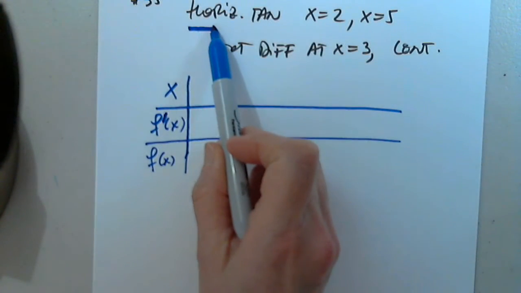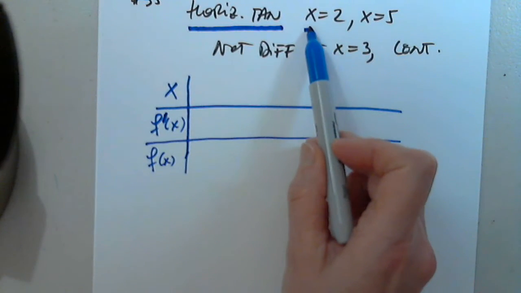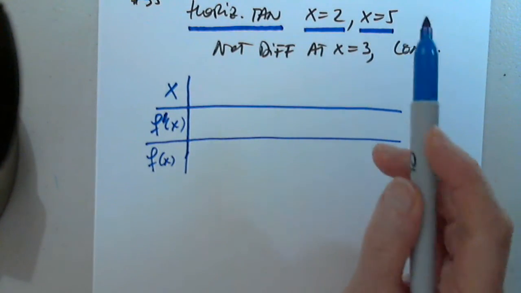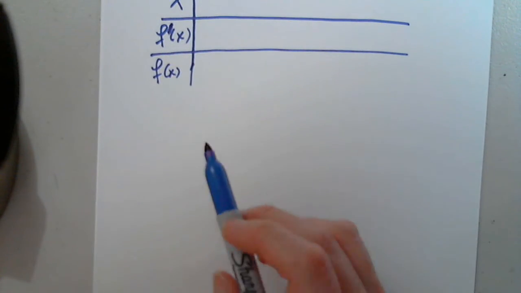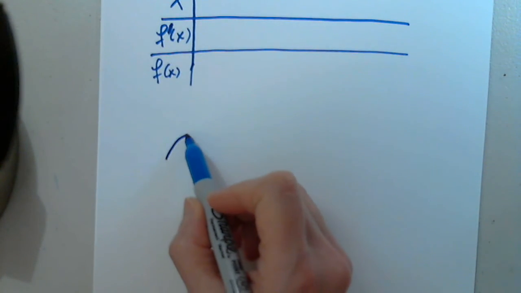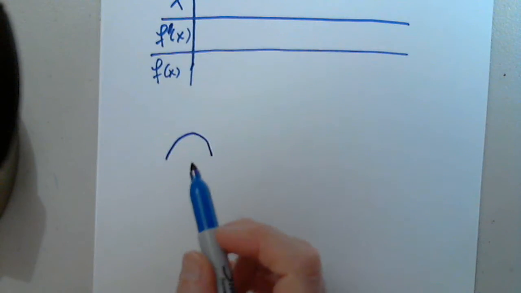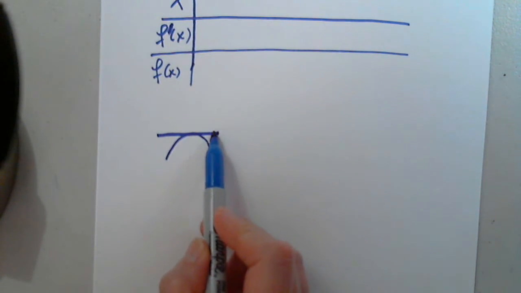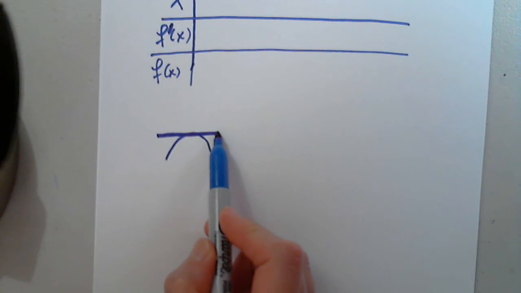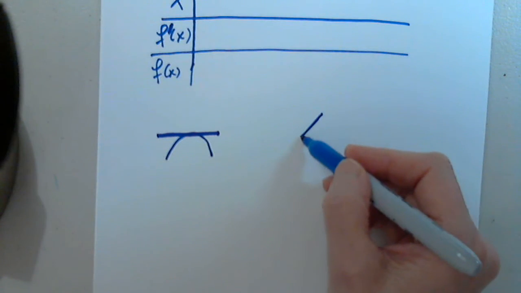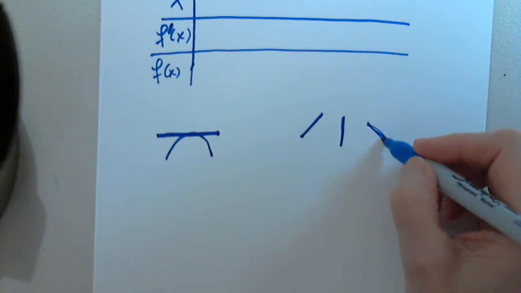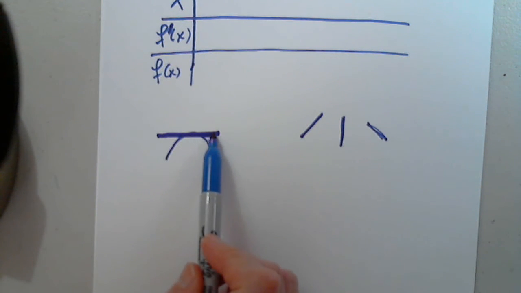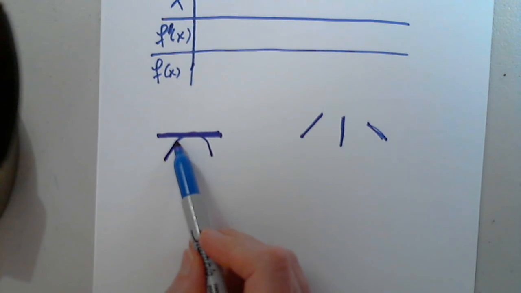We are told horizontal tangent at x equals 2 and x equals 5. Okay, so let's analyze this for a moment. If a function has a horizontal tangent, so this is not horizontal, this is not horizontal, this is not horizontal. This is a horizontal tangent. Do you notice what happens here?